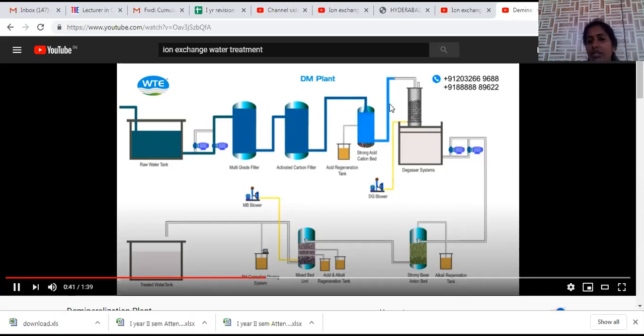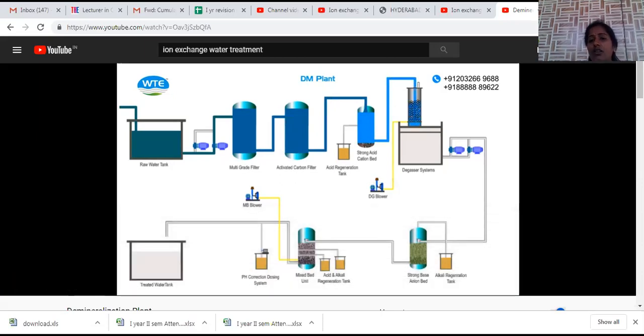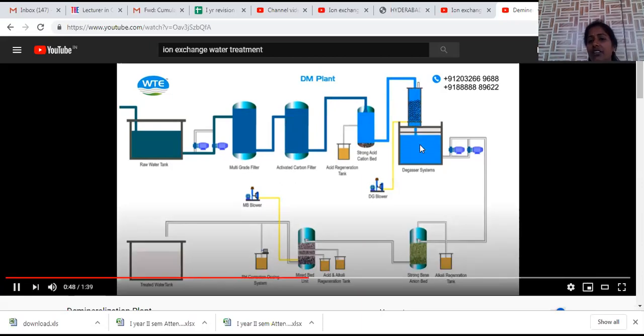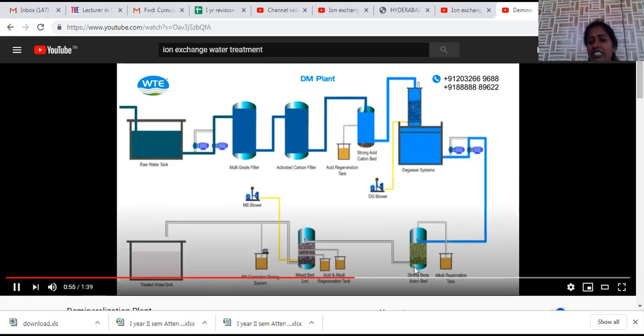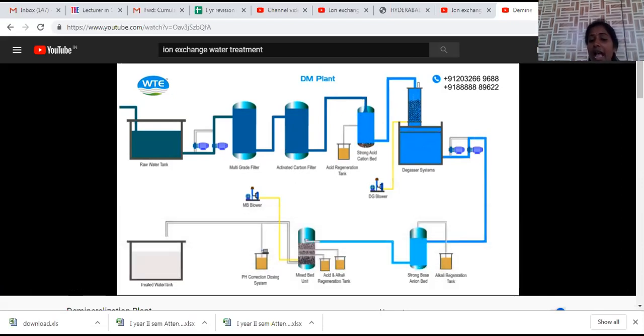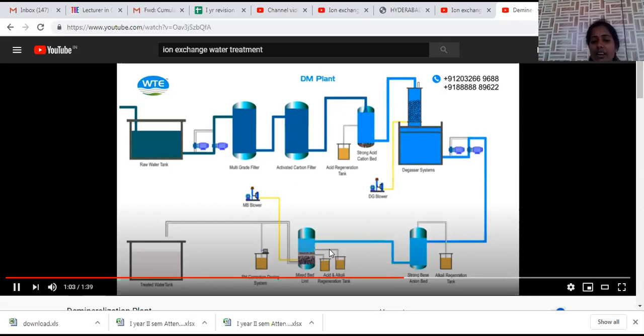Now it enters the degasifier. Any dissolved gases present in the water are also removed by this degasifier chamber. Mechanical de-aeration is possible by connecting to a vacuum pump. Next is the anionic chamber. In this anionic chamber, we are removing all the dissolved anions like chlorides, bicarbonates, sulfates, etc. Next is the mixed bed unit.